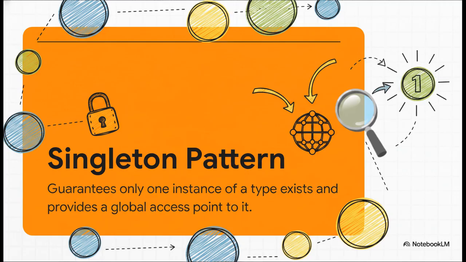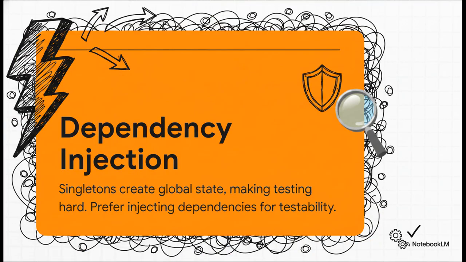So, to recap the whole thing, the singleton pattern exists for one reason: to guarantee one and only one instance of a type, and to give everyone a single global way to get to it. And in Go, the safe and correct way to pull this off is with sync.Once. But, and this is a big but, with great power comes great responsibility. The biggest knock against singletons is that they introduce global state, which can be a total nightmare for testing. For most of your components, you should really prefer passing dependencies in explicitly, a pattern called dependency injection. It just makes your code a whole lot more testable.